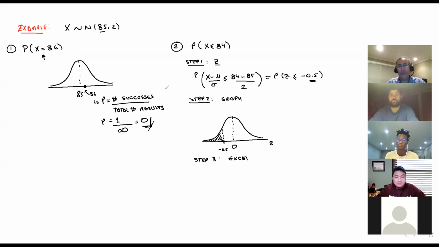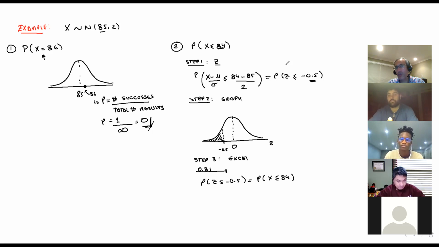So let me go here. According to Excel, guys, from minus infinity up to this point, this region here is 0.31. Got it? In this case, this 0.31 is exactly what I'm looking for. So the probability of Z is smaller than minus 0.5 is equal to the probability of X is smaller than 84, because I'm simply transforming this one into this one. They are exactly the same. It's going to be equal to 31%. Make sense?